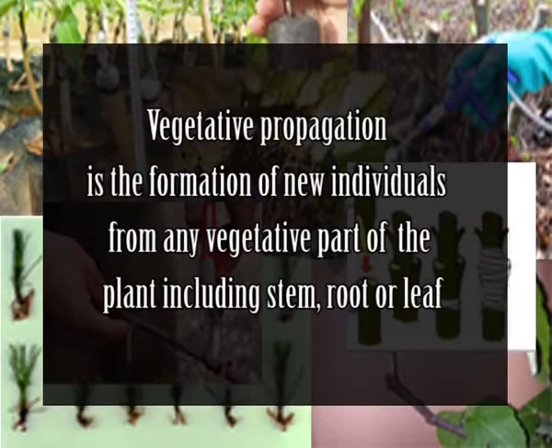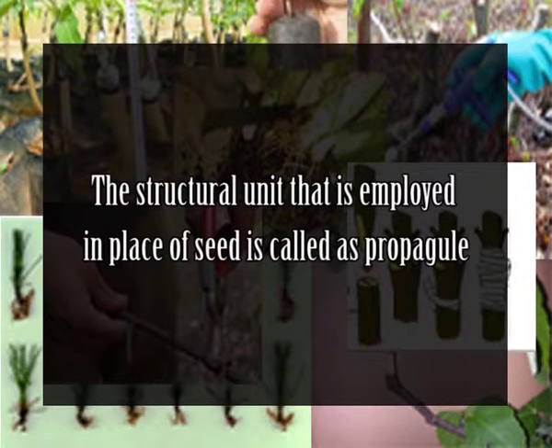Today I am going to discuss vegetative propagation, artificial methods and their economic values. Vegetative propagation is the formation of new individuals from any vegetative part of the plant, including stem, root or leaf. The structural unit that is employed in place of seed is called a propagule. Vegetative propagation can be natural or artificial. Artificial methods of vegetative propagation can be achieved with different methods.